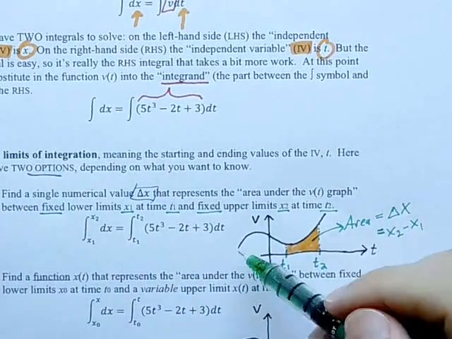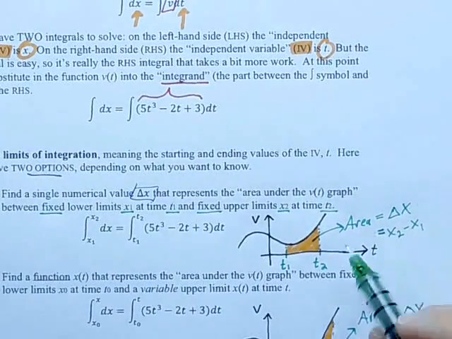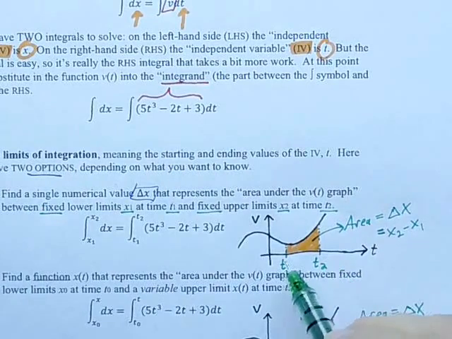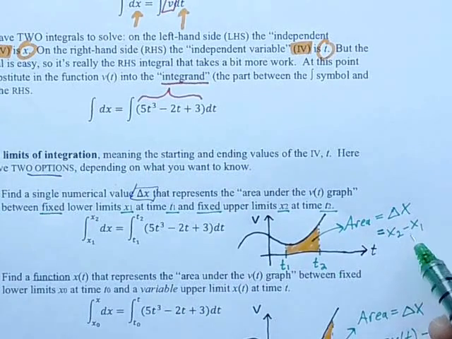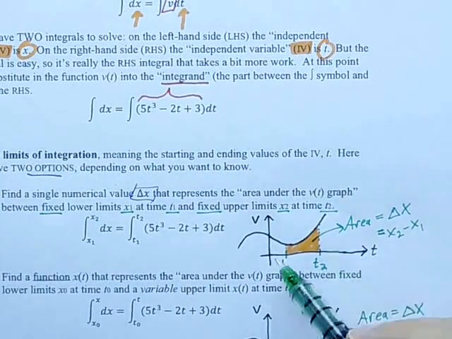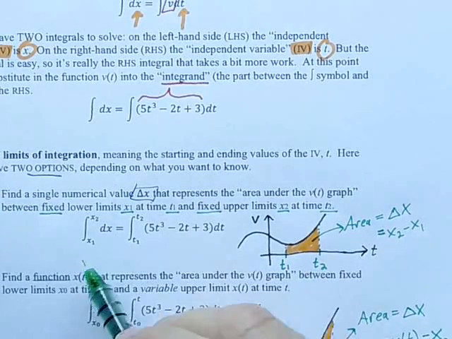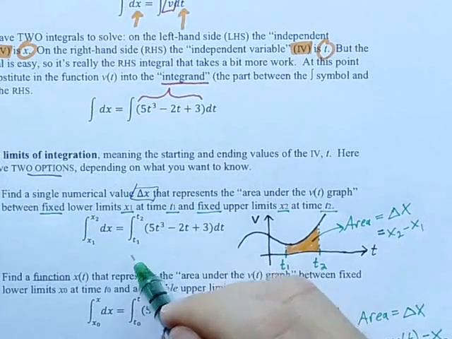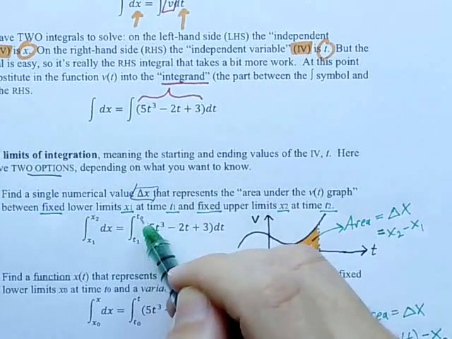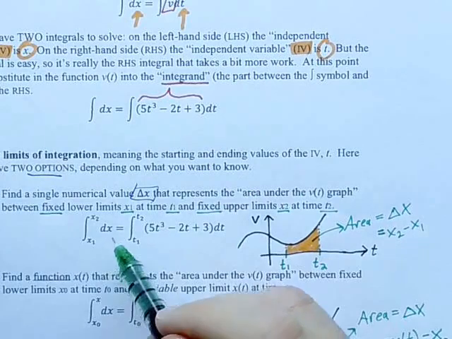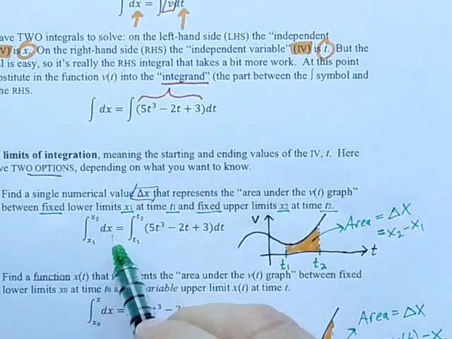So if this is our velocity graph, this cubic function, and what we want to find is the displacement between some starting time and some ending time, t1 and t2. So the displacement will be the difference between the final position x2 and the initial position x1. If that's what we want to find, this specific area between these 2 specific times, then we write in the limits of integration like this. We put t1 here as the starting value of time and t2 there as the final value of time. Then on this side, x1 as the starting value of x and x2 as the ending value of x.